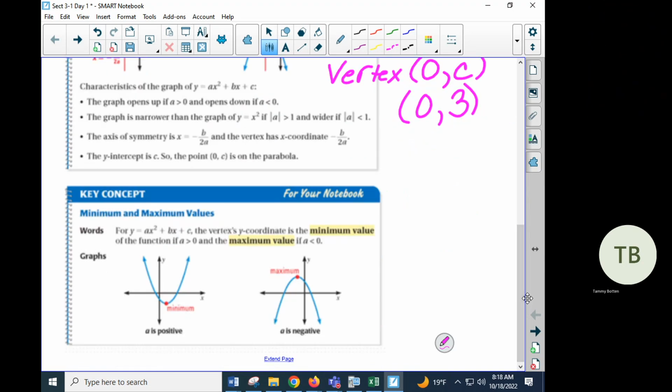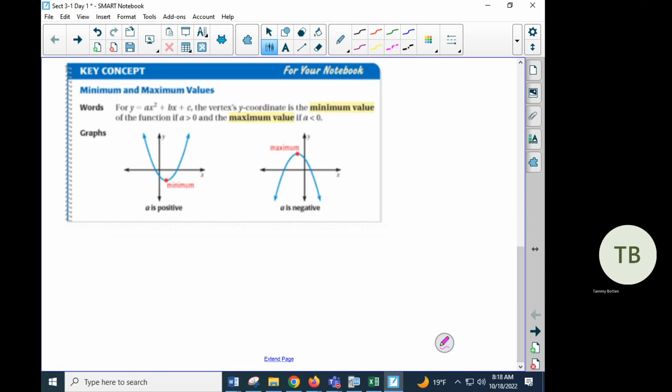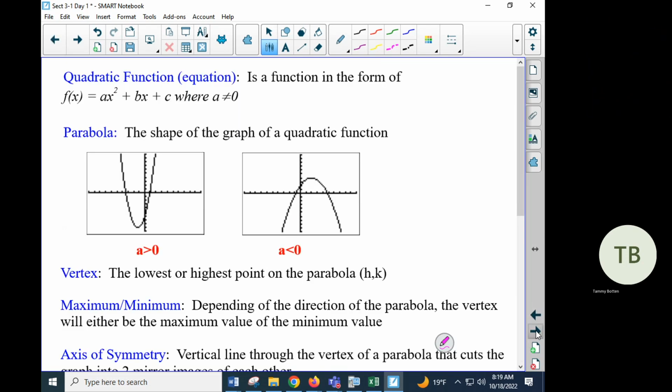Another thing they're going to be asking us for today is the minimum value or the maximum value. If your parabola opens up, it's going to have a minimum value. If your graph opens down, it's going to have a maximum value. So they never would have both. They would have one or the other. Okay, and I'll show you how to find those too.